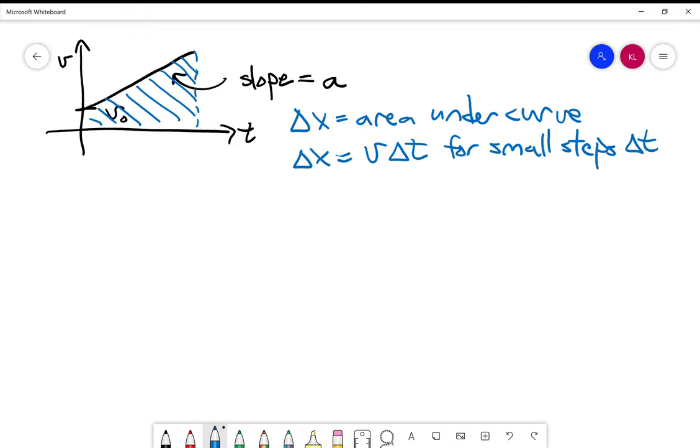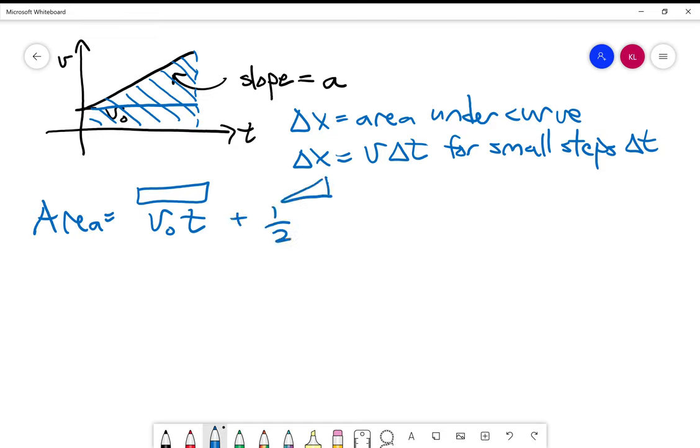We said, let's take this as two parts. Let's say that the area is equal to first the rectangle, which is V naught times t, plus the triangle, which is 1/2. Now it's the final minus the initial. It's just the height times the base t. Well, we can rewrite this in terms of what we know. So it's 1/2 the difference between the final velocity at any time t and the initial, which is just the acceleration times t. Now there's one more t.